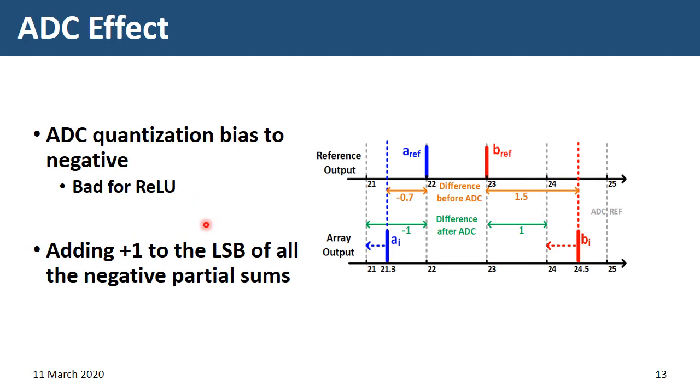This is bad for ReLU kind of activation, because the ReLU will assume 0 if the partial sum is smaller than 0. So here we try to add positive 1 to the least significant bit of the negative partial sum. Effectively, we round up instead of round down for the negative partial sum. But for the positive partial sum, we still round it down. With this technique, we can compensate some of the ADC quantization loss.